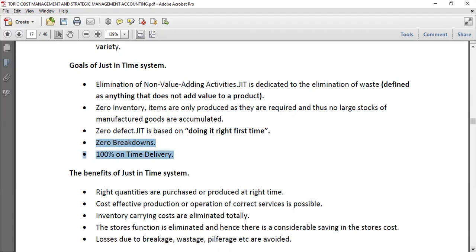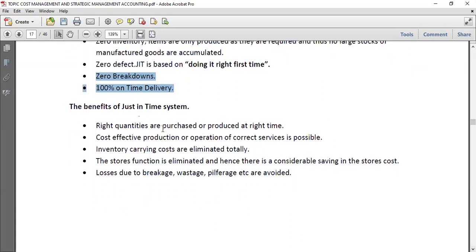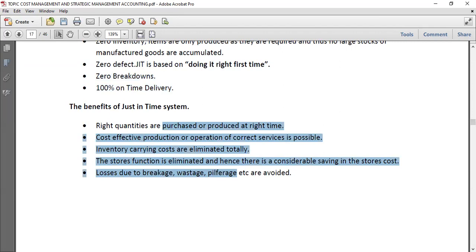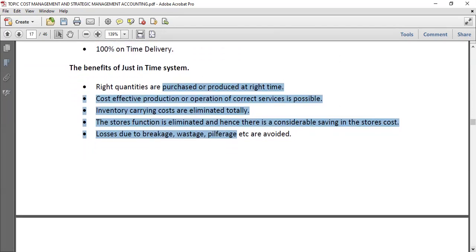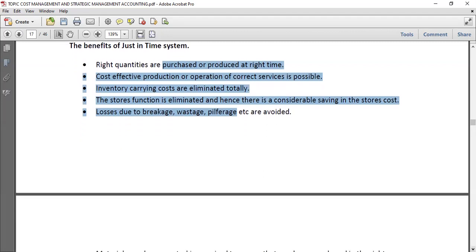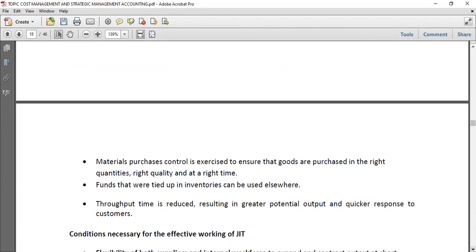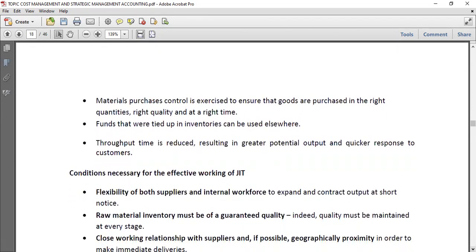So we have the benefits here, part of which we have already looked at, and there is just more to give you. As you can see, reduction in carrying costs, the store function is eliminated, loss from breakages and wastage is reduced, and so on. Material purchase control is exercised, okay, and so on.